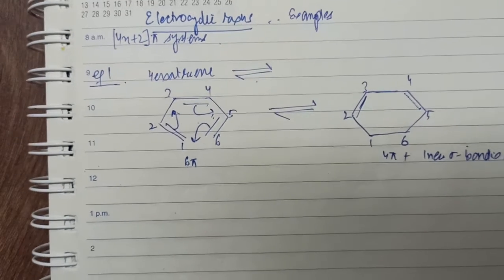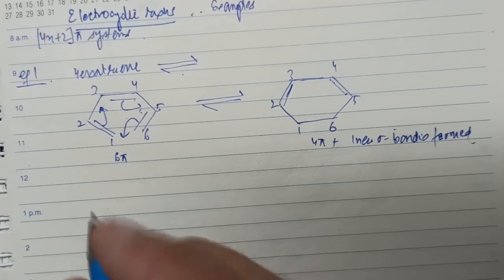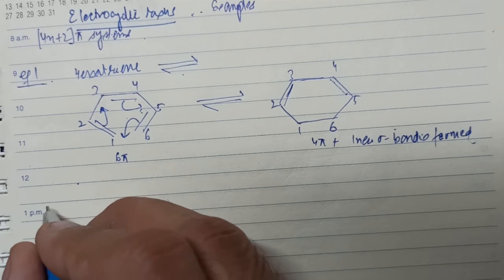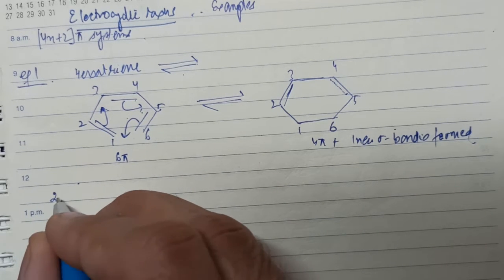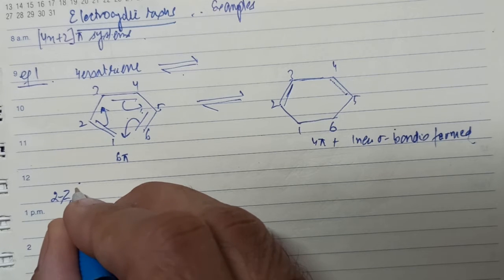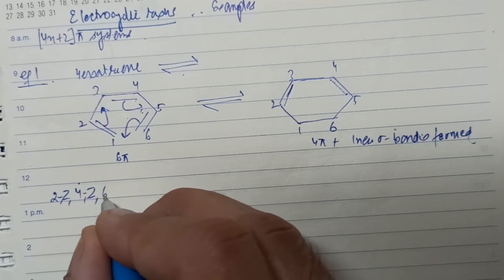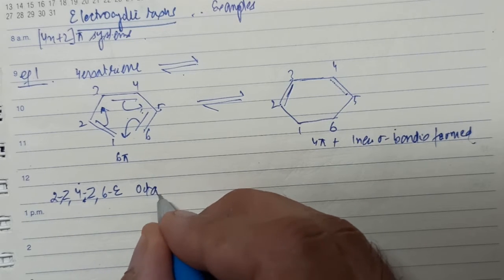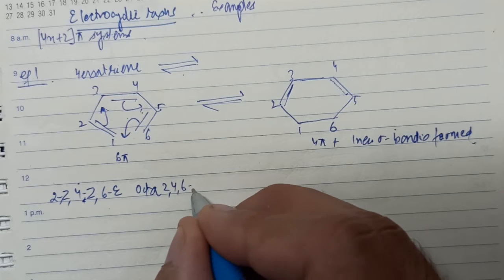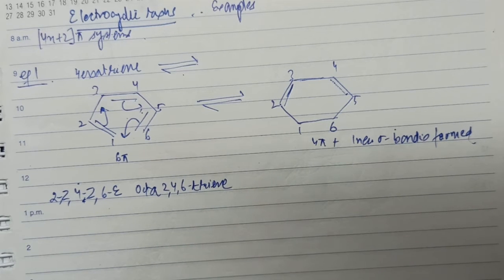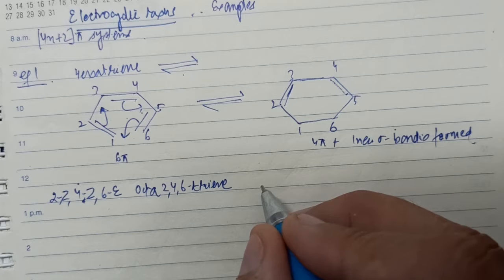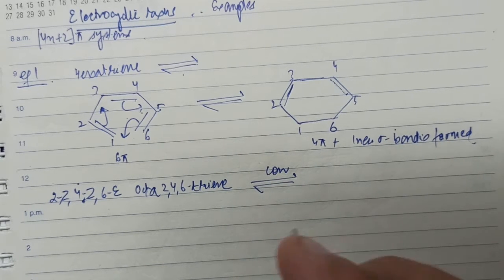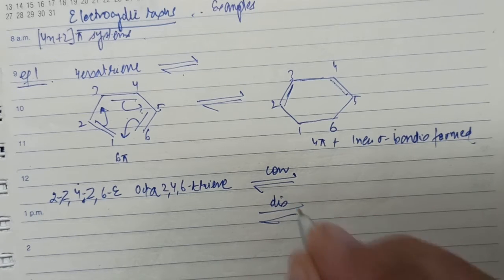I'll now discuss an example in which I'll talk about the stereochemistry. Let's say, for example, I am considering a hexatriene. Let me put it this way: 2Z, 4Z, 6E, octa-2,4,6-triene as my starting compound, and I want to consider the conrotatory ring closure of this one as well as the disrotatory ring closure of this one.